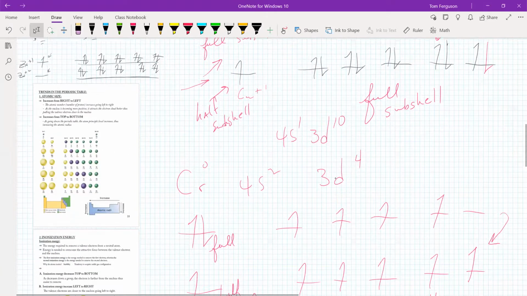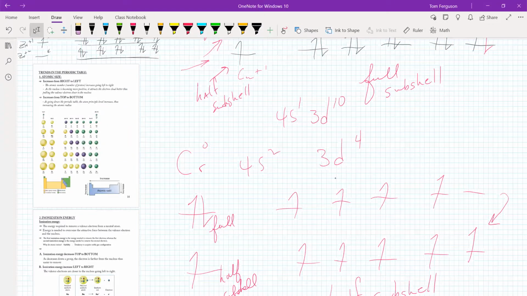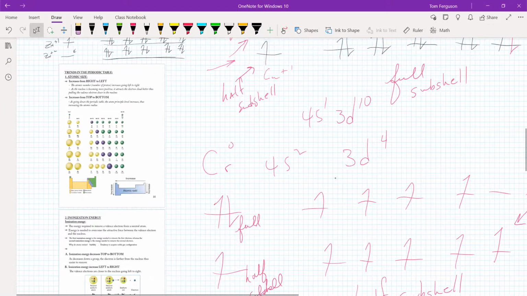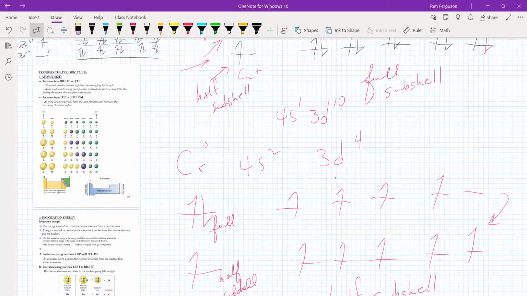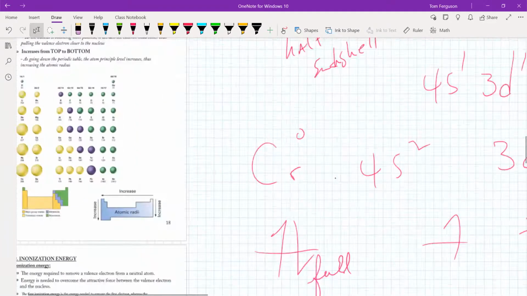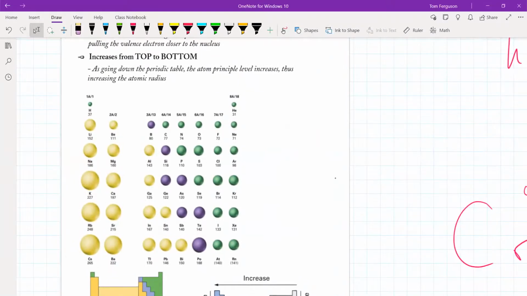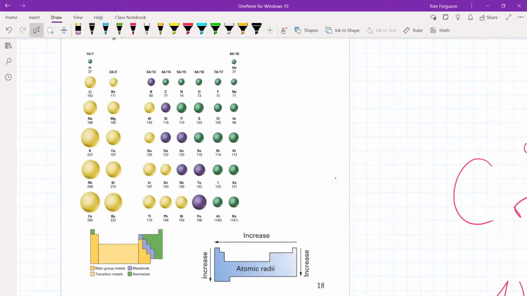Okay, the last thing I want to cover in this unit are the three trends. We talked about two of them. First one is size. As we go from top right to bottom left, things get bigger. Many reasons it gets bigger. One reason is it just has more stuff in it.